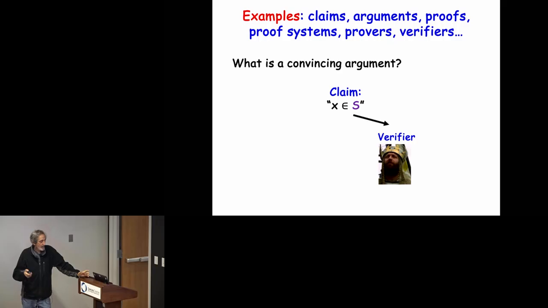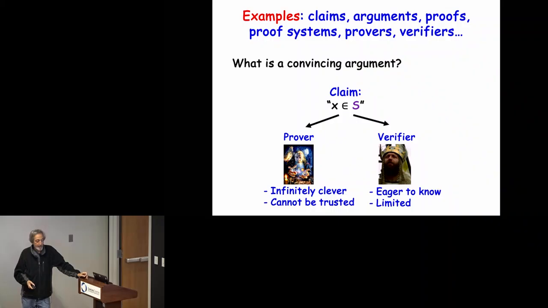And we imagine two entities there, a verifier, someone who wants to know the answer, but maybe is limited, doesn't know how to figure it out, and a prover, someone infinitely clever, but someone you cannot trust. I mean, if he tells you X is in S, says I can prove the Riemann hypothesis, you maybe doubt it. Like in math, the prover writes a paper and sends it to anybody, and then anybody can verify this argument.